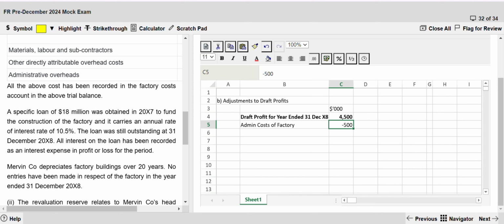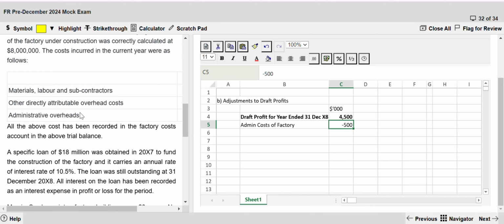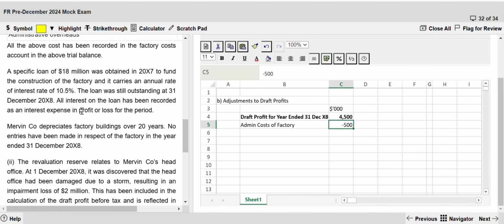ഒരു സെക്കൻഡ്. So next is borrowing cost. So what they have done with respect to the borrowing cost? So this borrowing cost, there is a specific loan to fund the construction and carries an interest rate, correct? So this is a borrowing cost which we can capitalize. പക്ഷേ അവർ ഇത് എന്താ ചെയ്തിരിക്കുന്നത്? എക്സ്പെൻസ് ചെയ്തിട്ടുണ്ട്. So we need to remove the expense, which means profit will increase. So add the profit അല്ലേ, add the amount. So നമുക്ക് ഒരു ആദ്യം borrowing costന്റെ വർക്കിംഗ് ക്രിയേറ്റ് ചെയ്യാം അല്ലേ?